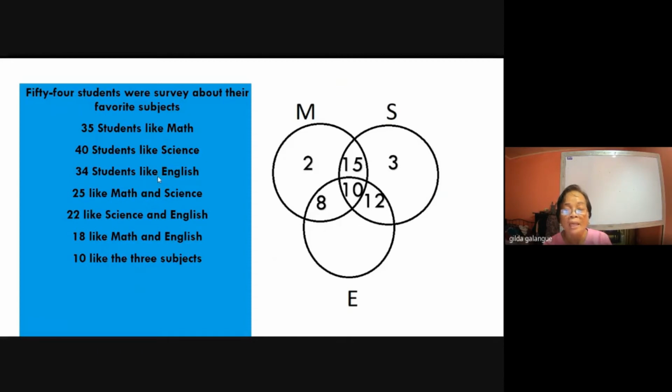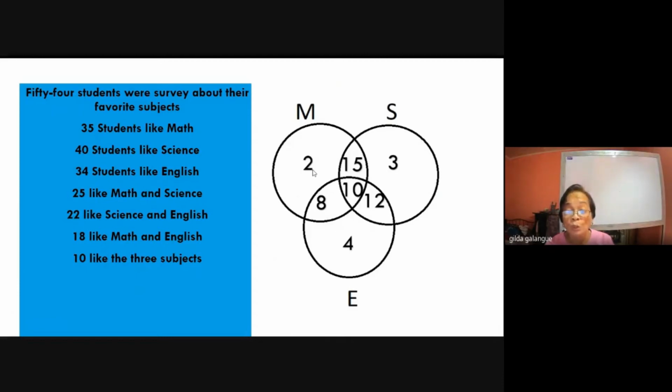We have the next. 34 students like English. We have 8 plus 10 is 18. 18 plus 12 is 30. We have 34 students like English. What is missing to 30 to make it 34? The answer is 4. Now, we are going to find out whether it is really 54.